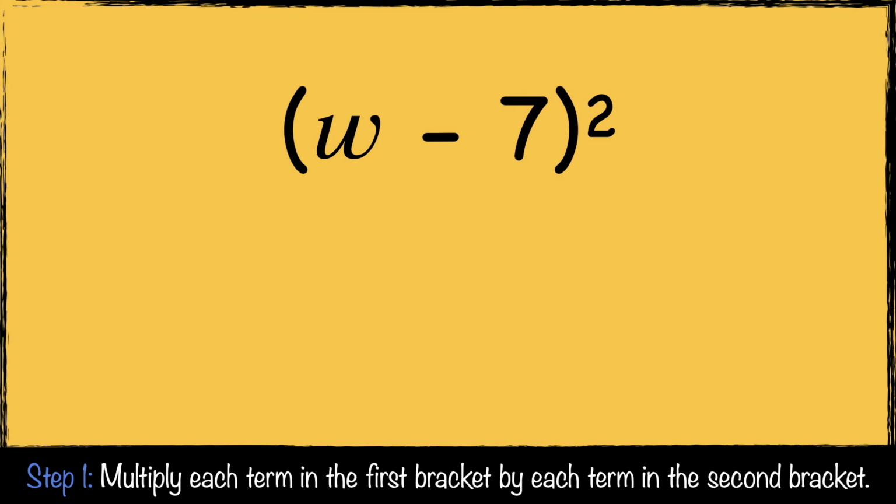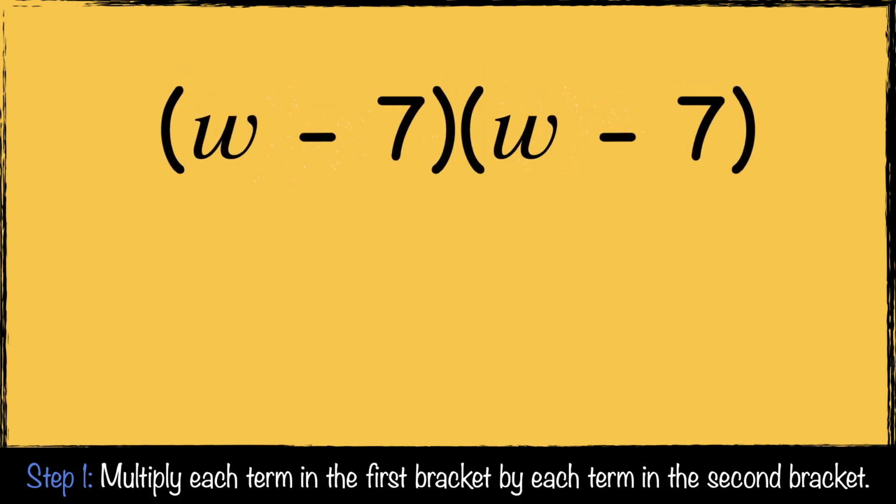In this example, we have w take away 7 squared. Though it appears as a single set of brackets, squaring a term means multiplying it by itself. So this expression expands to w take away 7 multiplied by w take away 7.